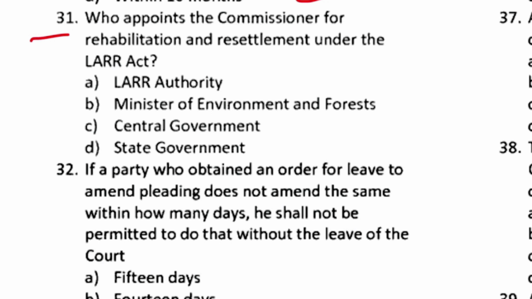Next 31. Who appoints the Commissioner for Rehabilitation and Resettlement under the LARR Act? So state government. D is the answer. And the commissioner's appointment is mentioned in section 44 of the LARR Act.